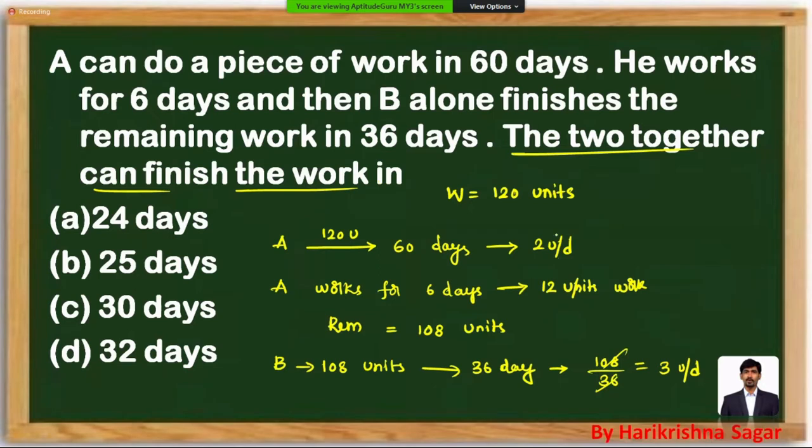So A can finish 2 units of work, B can finish 3 units of work. If A and B are working together, they are able to finish 5 units of work in one day. To finish the entire 120 units, it will take 120 by 5. That's nothing but 24 days. You can mark it as option A.